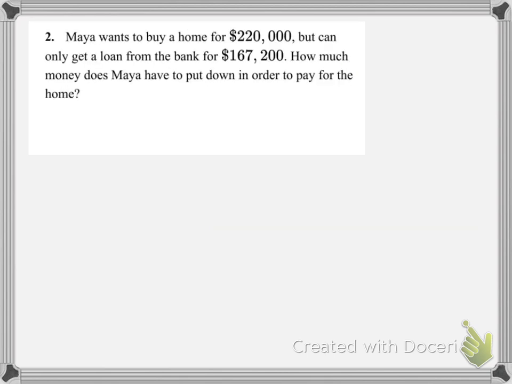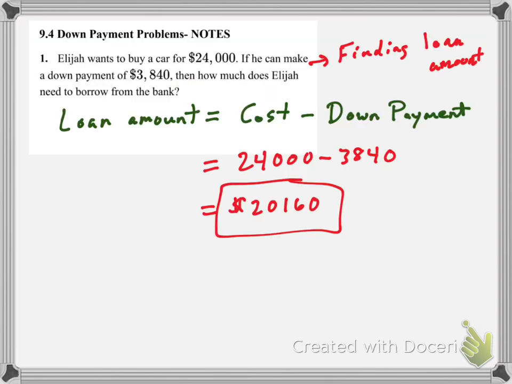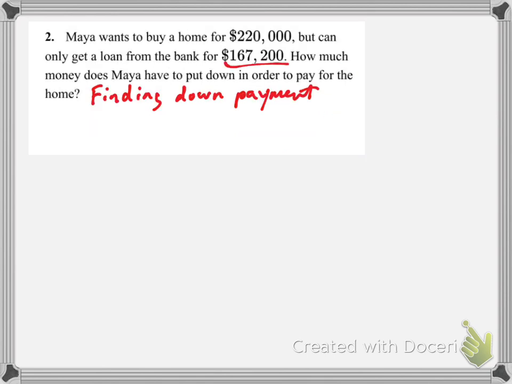Okay, Maya wants to buy a home for $220,000, but can only get a loan from the bank for $167,200. How much money does Maya have to put down in order to pay for the home? So this time we are finding the down payment. Okay, remember our formula: loan amount equals cost minus down payment. Well, this time we know the loan amount. She can only get $167,200. Okay? So that equals the home cost, $220,000, minus the down payment, which we don't know.